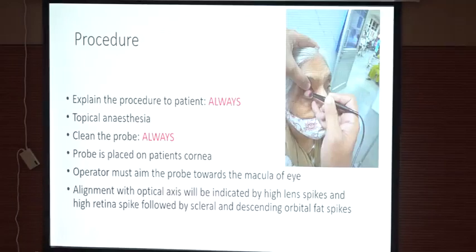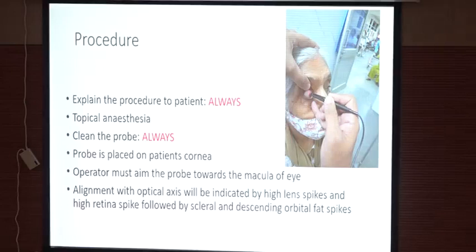So how do we do this? This is the procedure for the contact method. Always explain the procedure to the patient before you start. We can numb the eyes using topical anesthesia like Paracaine. We have to clean the probe always before we use the A-scan probe. It is placed on the patient's cornea as shown in the image, and the operator must aim the probe towards the macula of the eye.